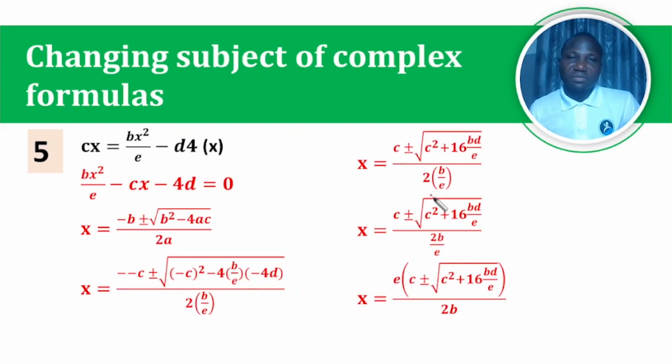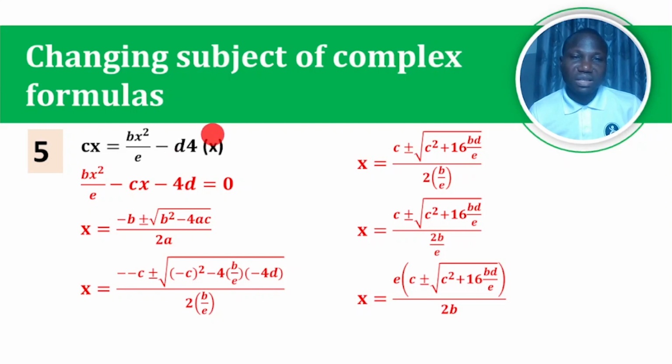Now question 5. We have cx is equal to bx squared over e minus 4d. Here we are to make the subject x. Now please pay attention here. This type of subject or formula has to do with a quadratic expression. This is a quadratic equation.